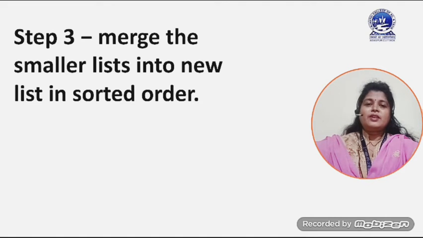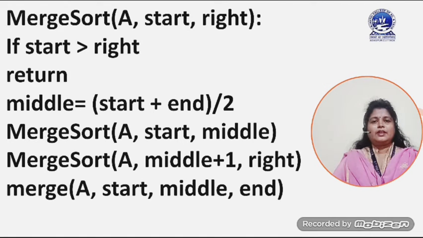Now we will go into depth. Here I have represented the merge sort algorithm by using a function. The name of the function is merge sort and it is taking three arguments. It is a very interesting one. Those are A, start and right. A represents the whole list, start represents the first location number or index value, and right represents the last location number of the list.